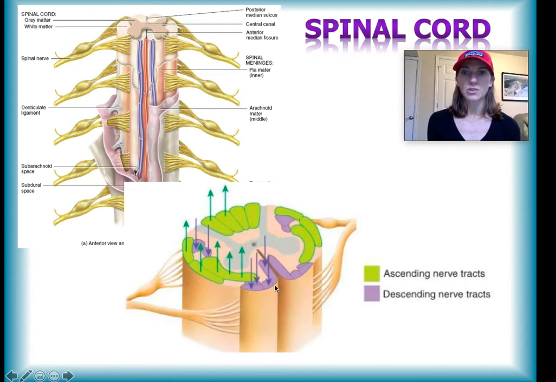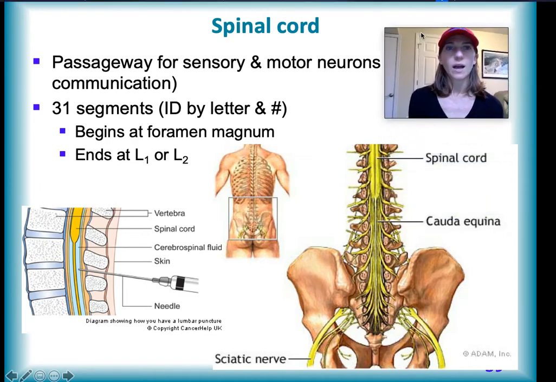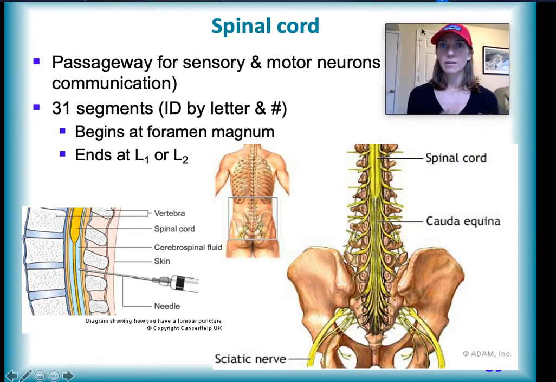And then the descending tracts are going to be going down very different pathways. But this organization allows for afferent inputs to go up from the body, senses to the brain, as well as motor output, other autonomic functions, to go down these descending nerve tracts. So with the spinal cord, sensory as well as motor information is going to be passed through the spinal cord.